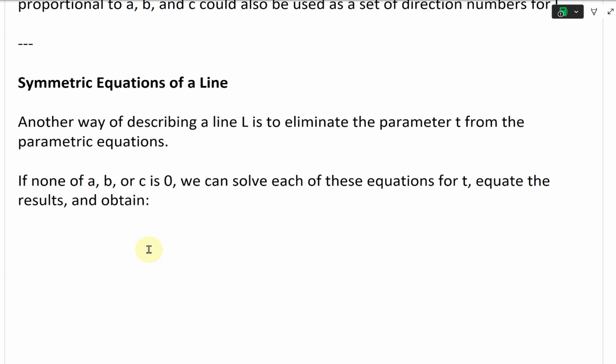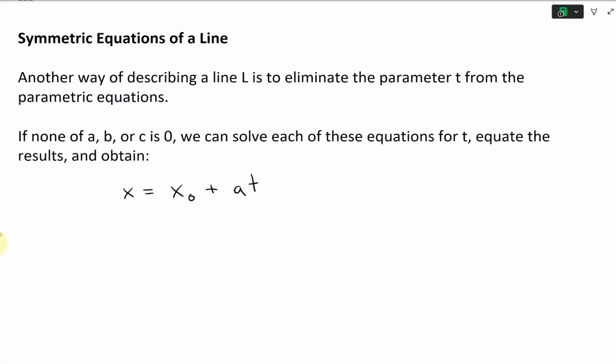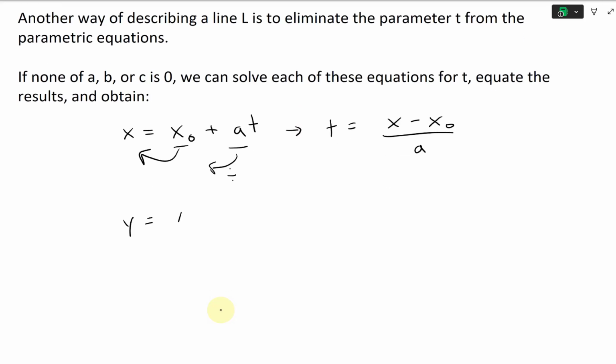If none of them are 0, we can rearrange. We have x equal to x naught plus at, and now we can solve this for t. Move this over to this side, and then divide it out. This one we subtract, this one we divide, so we get t equal to x minus x naught over a. The next one is y equal to y naught plus bt. Likewise, we do the exact same thing: move this over, and then divide this out.